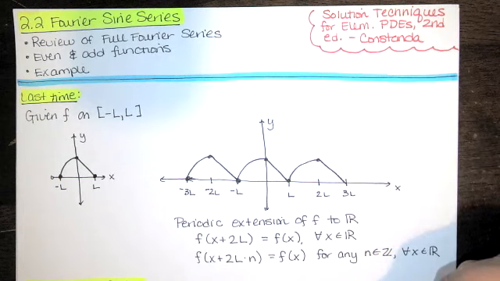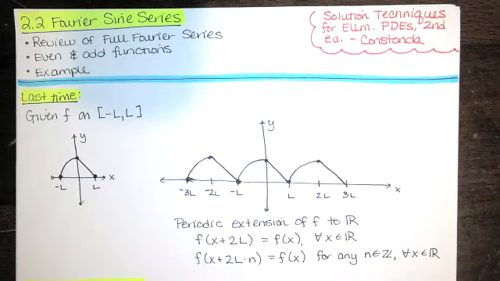We're going to start our discussion with a review of the full Fourier series, which we discussed in the last video. Then we'll talk about even and odd functions and some of their properties as related to integrals. And then we'll work through an example where we find the Fourier sine series for a particular function.